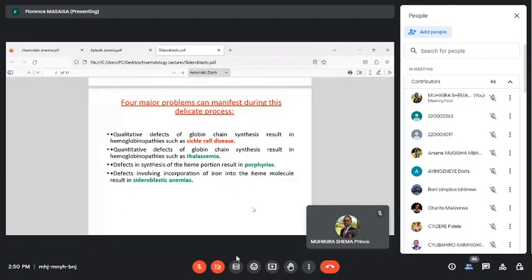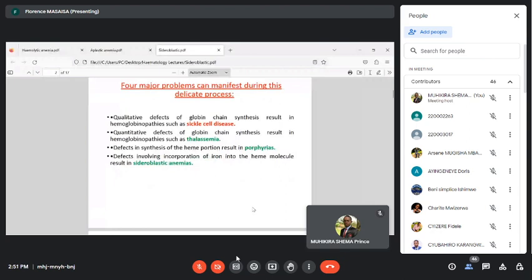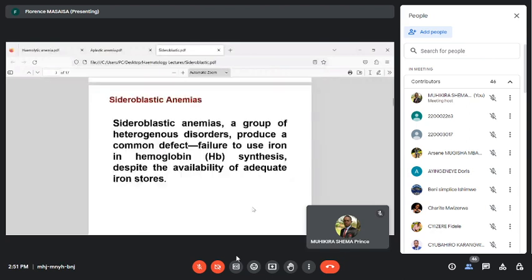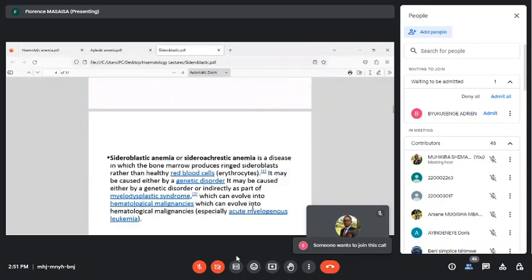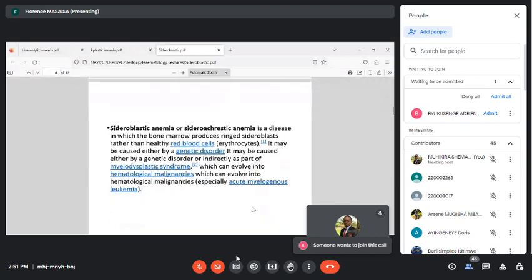So, what is sideroblastic anemia? It's a group of diseases due to failure to use iron in hemoglobin synthesis despite having adequate iron stores. So here again, the mechanism is that iron is available, but the iron is not able to go inside of the red cell precursor to produce hemoglobin.